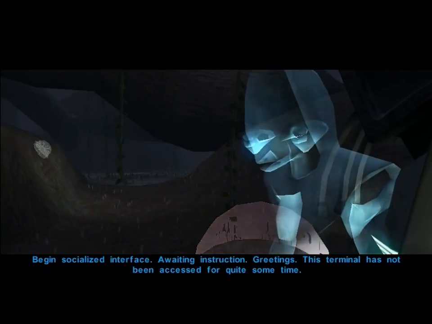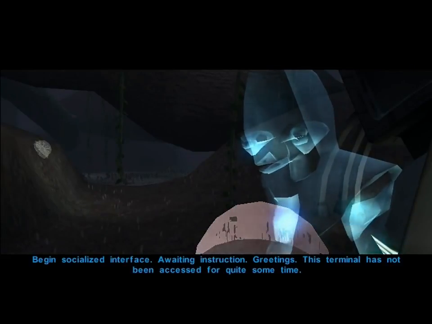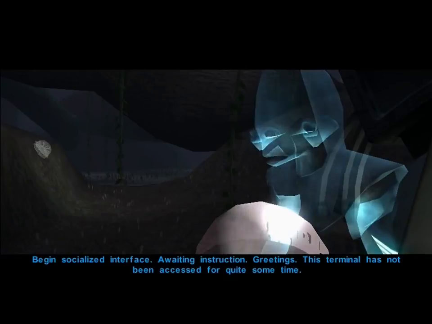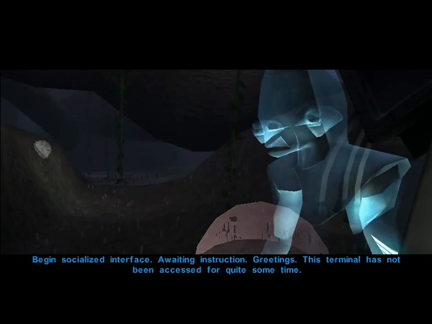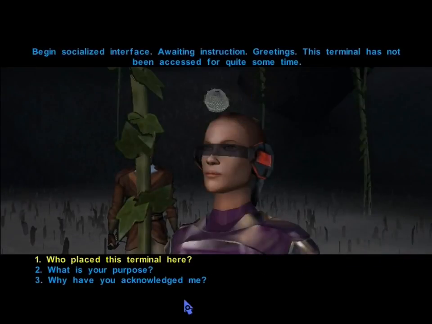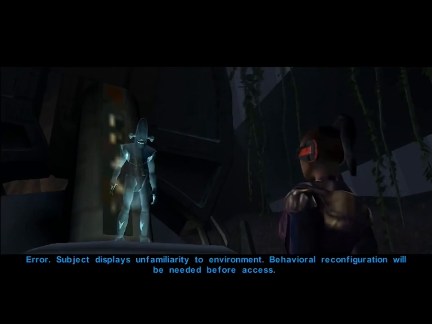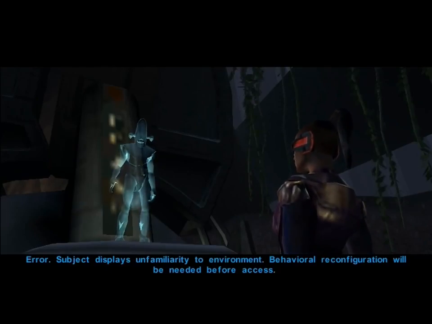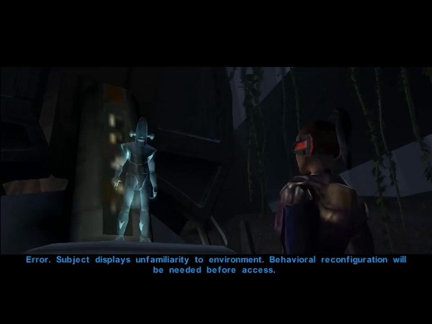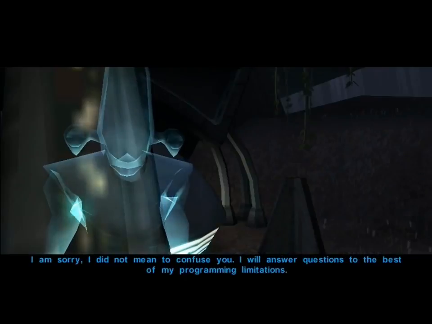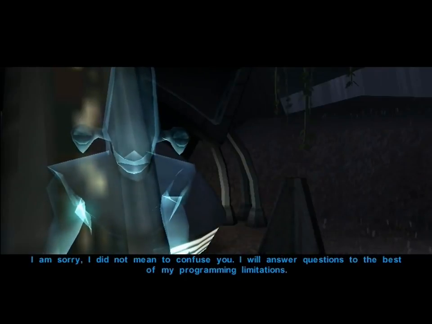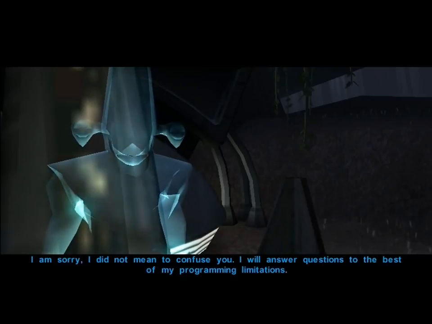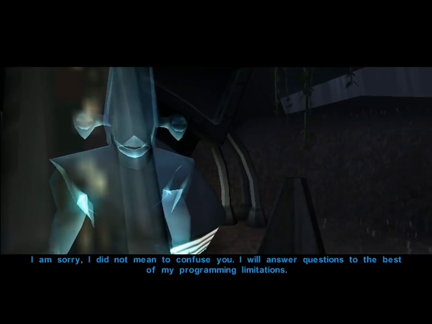Begin socialized interface. Awaiting instruction. Greetings. This terminal has not been accessed for quite some time. Who placed this terminal here? Error. Subject displays unfamiliarity to environment. Behavioral reconfiguration will be needed before access. I am sorry. I did not mean to confuse you. I will answer questions to the best of my programming limitations.